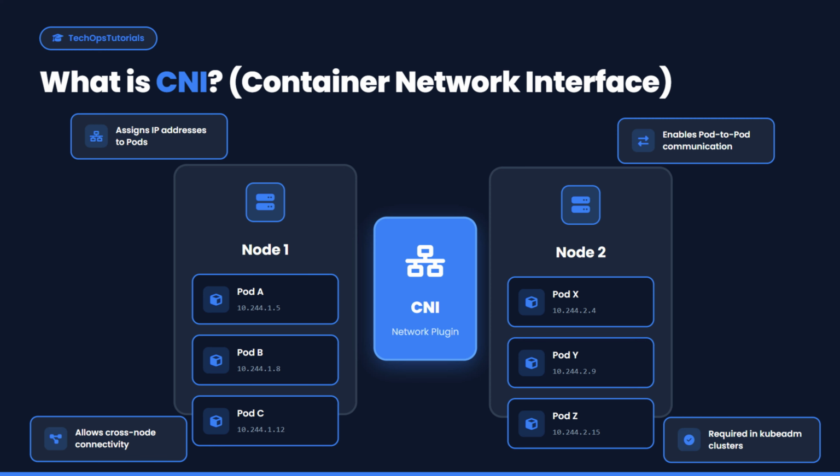In a Kubernetes cluster, every pod gets its own IP address. CNI connects all pods together. So, a pod on one node can talk directly to a pod on another node using normal IP networking. One very important point to remember is this: kubeadm does not install networking for you. Kubeadm sets up the control plane and nodes, but installing a CNI plugin is a mandatory step in every kubeadm-based Kubernetes cluster.